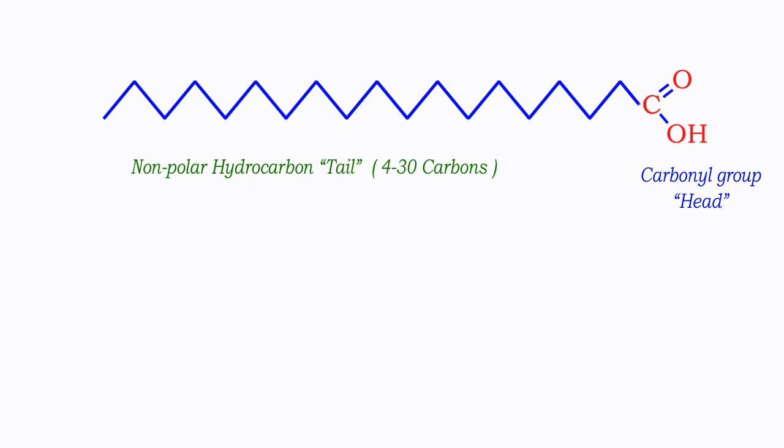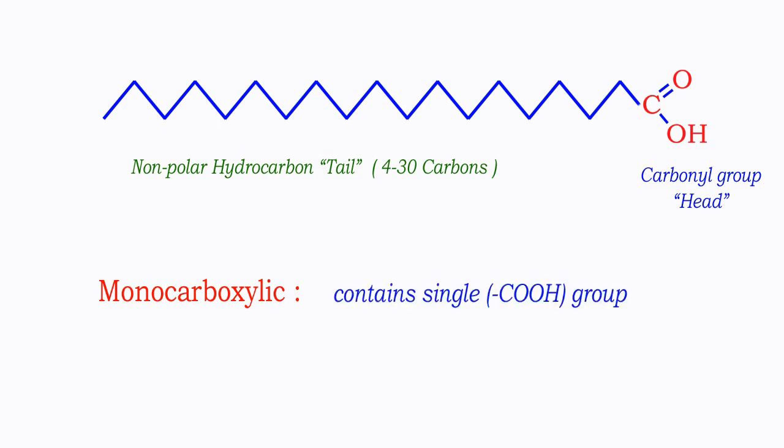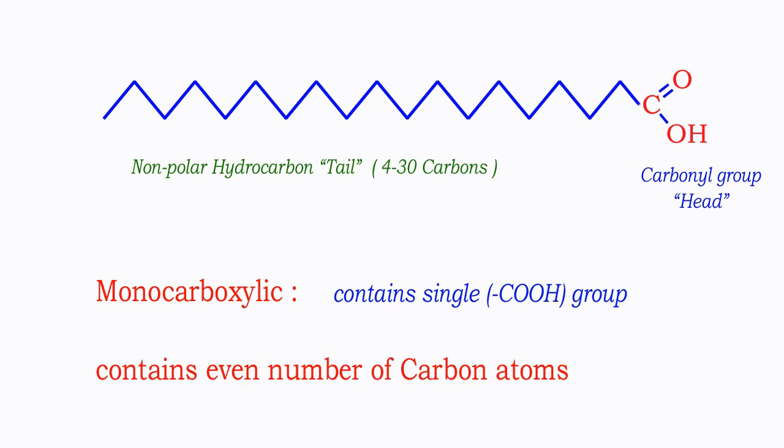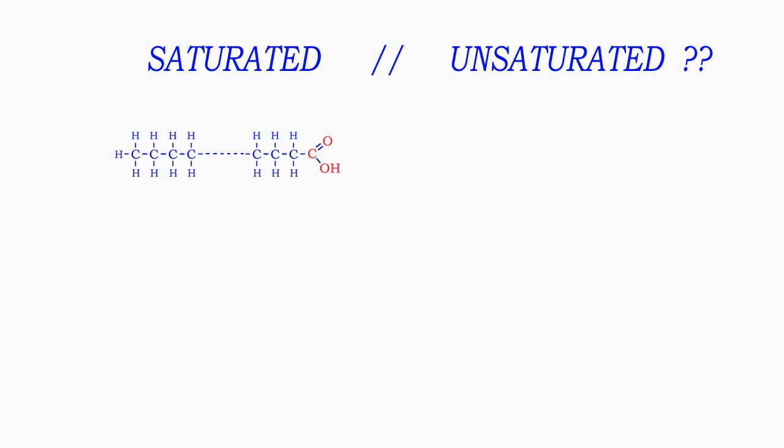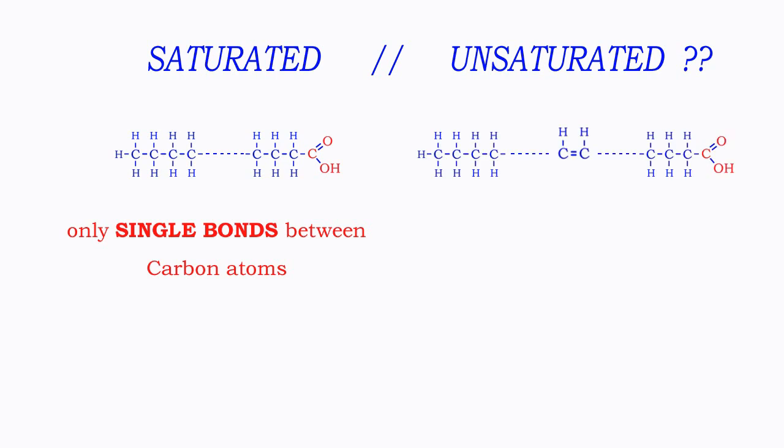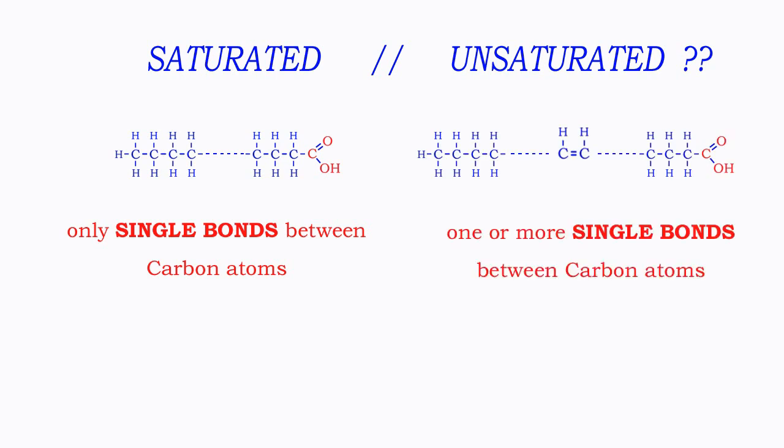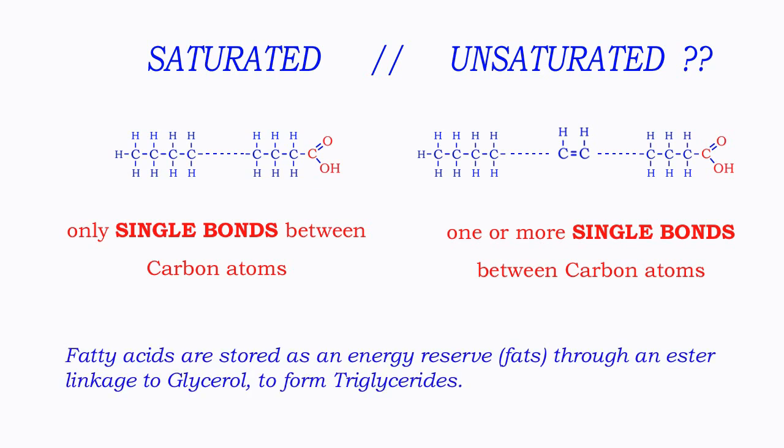The fatty acids which occur in natural fats are monocarboxylic, which means they contain a single carboxyl group, and contain an even number of carbon atoms. Now, what are saturated and unsaturated fatty acids? Basically, saturated fatty acids contain only single bonds between the carbons of the long chain, and unsaturated fatty acids contain one or more double bonds in the long-chain carbon backbone. The fatty acids are stored as an energy reserve in the form of fats in animal tissues through an ester linkage to glycerol to form triglycerides.